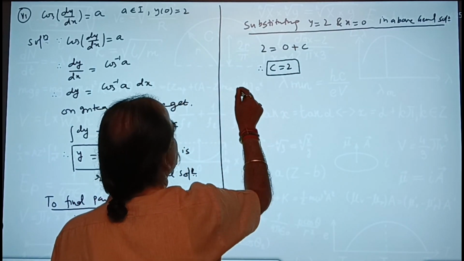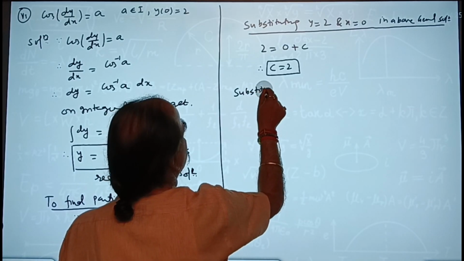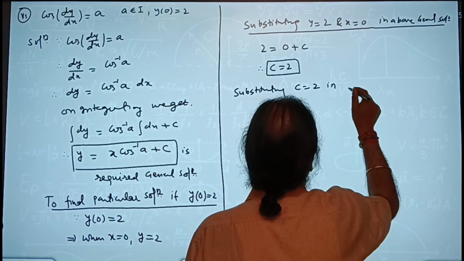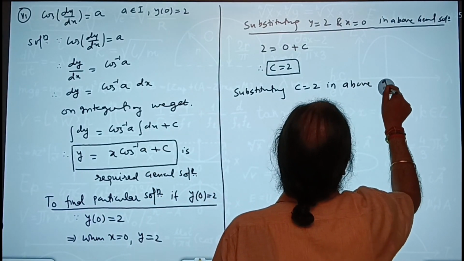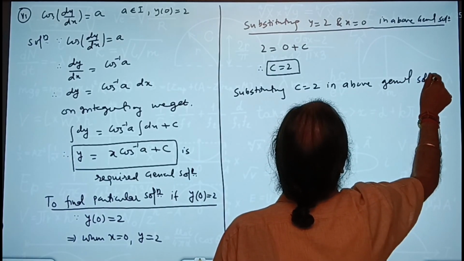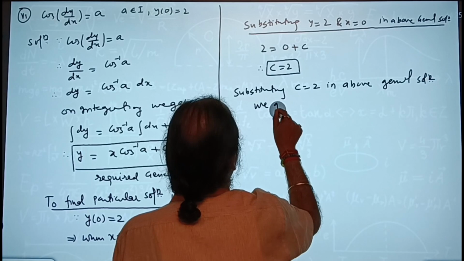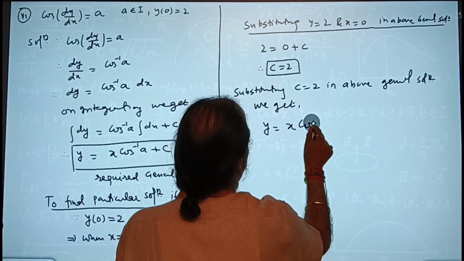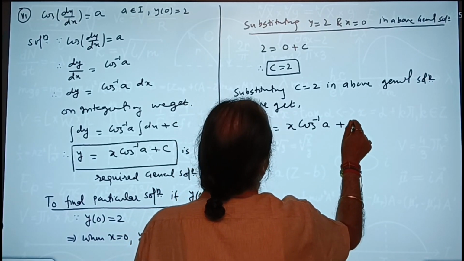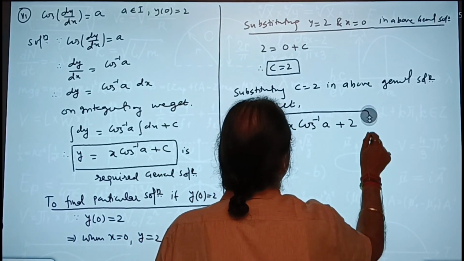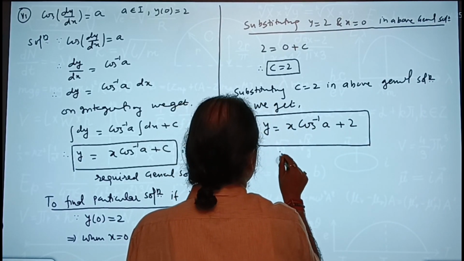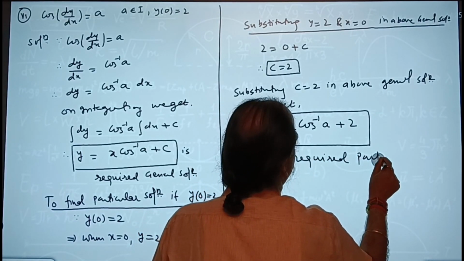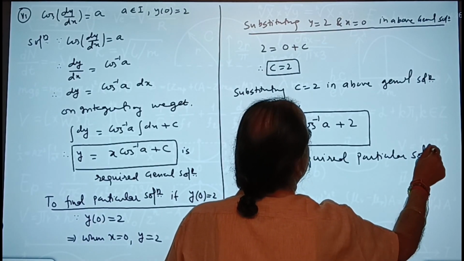Substituting c in the above general solution, we get y is equal to x cos inverse a plus 2 is the required particular solution.